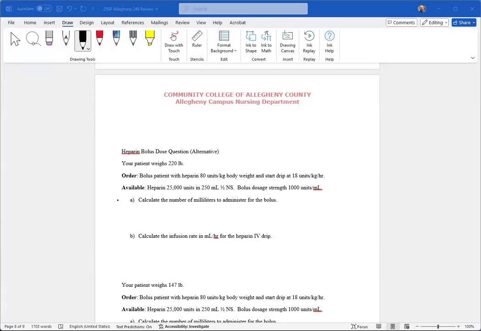So step one is we have to convert pounds to kilograms. So 220 pounds ends up being 100 kilograms. You just take 220 divided by 2.2 and you get 100 kilograms. So for my 100 kilogram patient, I'm calculating my bolus dose. So I'm going to follow the bolus dose, 80 units per kilogram.